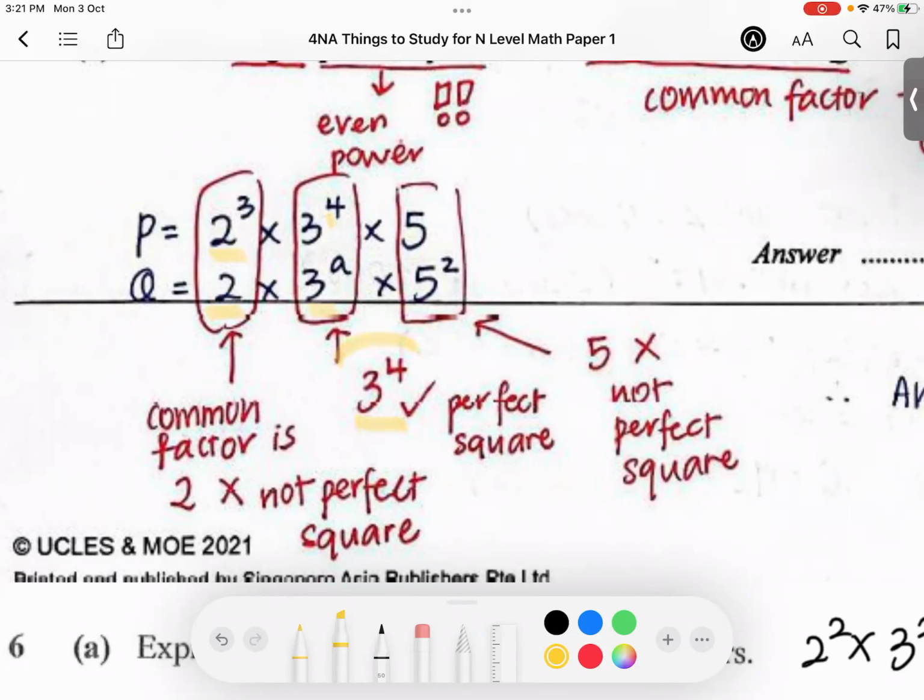Hey, this one I can take. Next one, 5 and 5 square. Common factor first, can only get 5. 5 is not a perfect square. So my only answer is 3 to the power of 4.